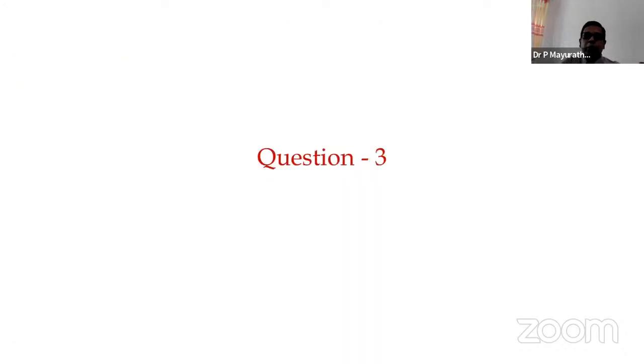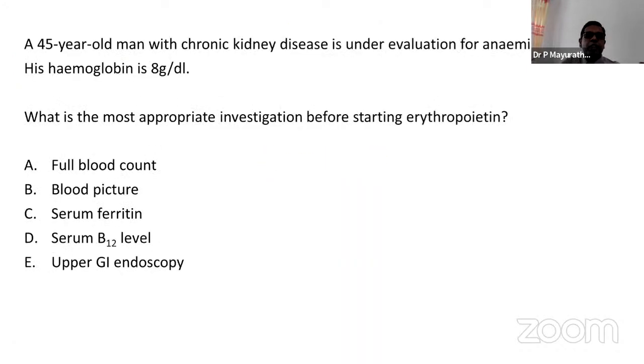Now I'm moving on to the third question. A 45-year-old man with chronic kidney disease is under evaluation for anemia. The patient's hemoglobin is around 8. Question is, what is the most appropriate investigation before starting erythropoietin?